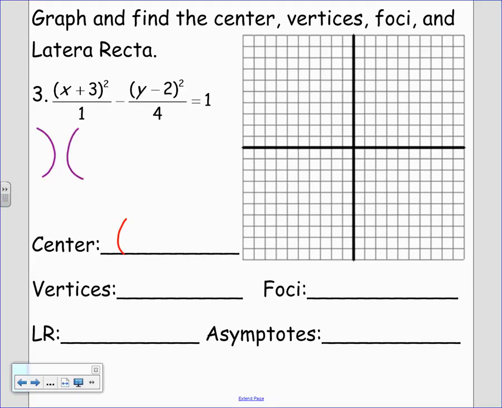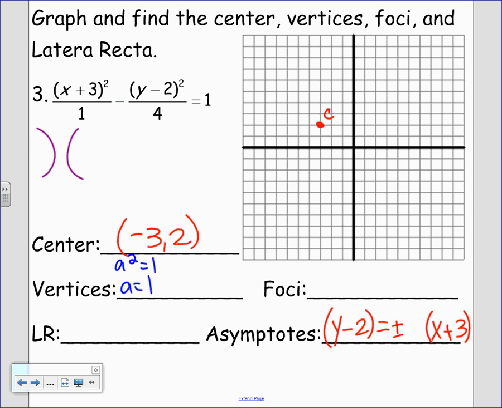My center here is -3, 2. So -3, 2 is my center, which means for asymptotes, you've got y - 2 equals plus or minus, and then x plus 3. You've got to find your slope. We'll deal with that in a minute. My vertices, well, a squared equals 1, so I'm going to go 1 in each x direction. There's a vertex and there's a vertex. -4, 2 and 2, 2 are my vertices.